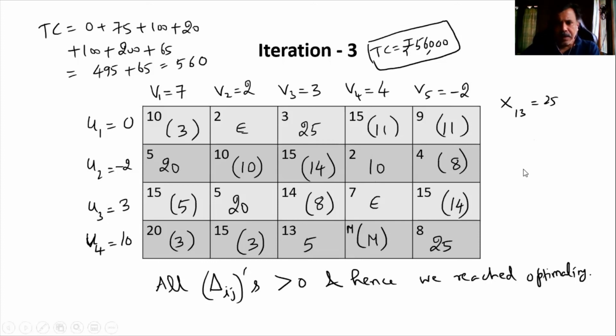So that's about your degeneracy, and that too, this particular problem is degeneracy with a restriction in the transportation. That is why we put this capital M over here, means no allocation should happen to that particular cell, right? So that's all for today in this session.